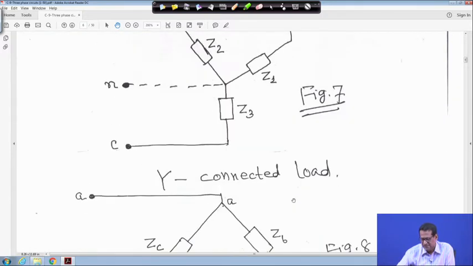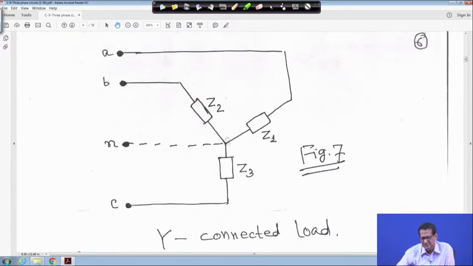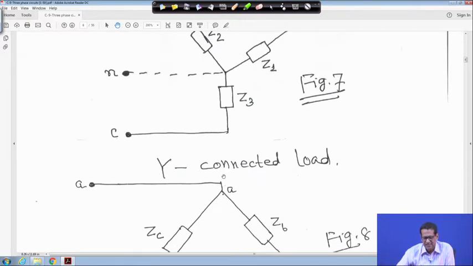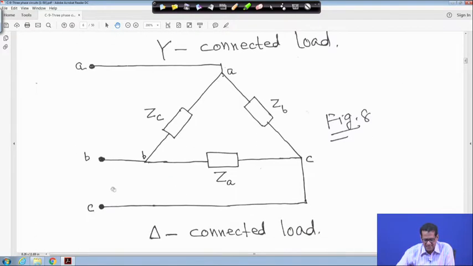This is for a star connected load. In a DC circuit we have studied star connected, and this is the delta connected, with ZC, ZB and ZA. So star delta transformation is the same as in a DC circuit. There it was resistance, here it is impedance. Here also A, B and C are all marked. So this is the delta connected load.